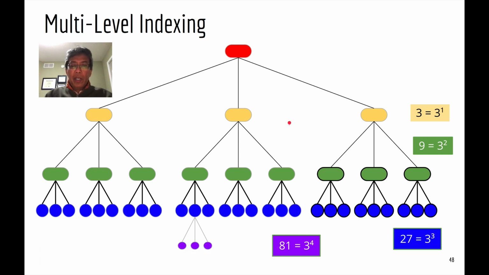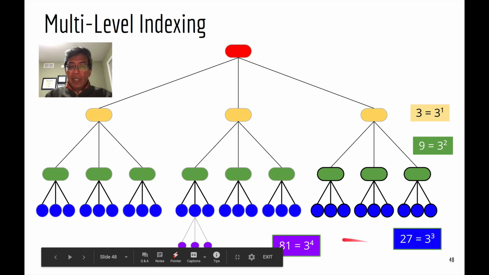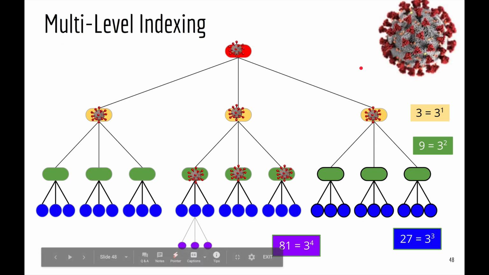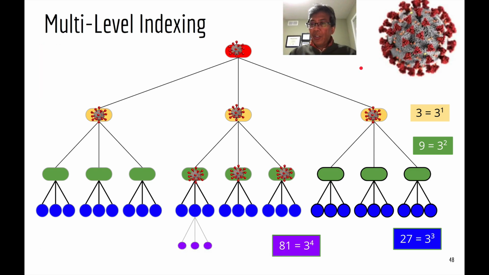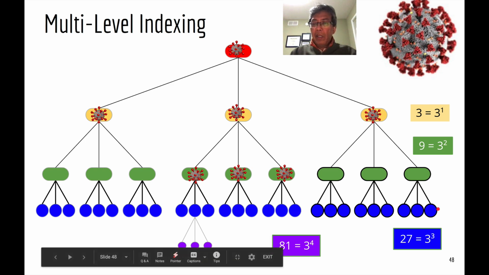And if you keep going and make the tree deeper, the number of nodes at this layer, the purple nodes, will be 81, or 3 to the power of 4. My apology for using this illustration of the coronavirus. If one person can infect 3 other people, and each person at that layer can infect 3 other people, then you can see that the number of infected people will grow exponentially.